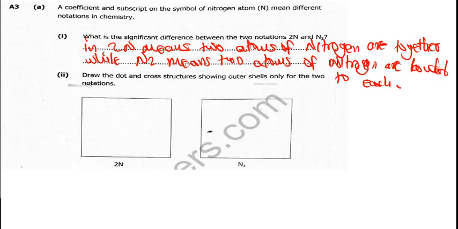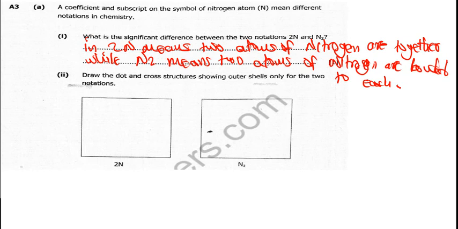So this means in 2N you just have two atoms of nitrogen which are just closer to each other. Maybe they are packed in the same container or a beaker or wherever. But N2 is referring to a nitrogen molecule where you have your two atoms of nitrogen bonded together. They are sharing electrons. Okay?